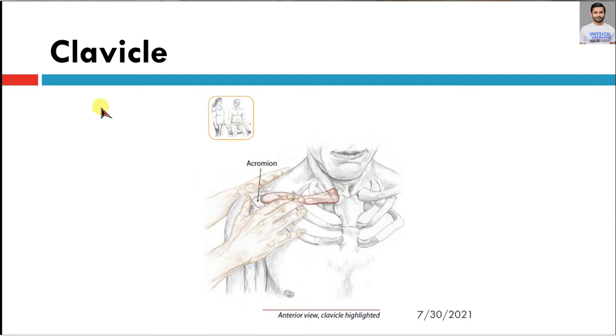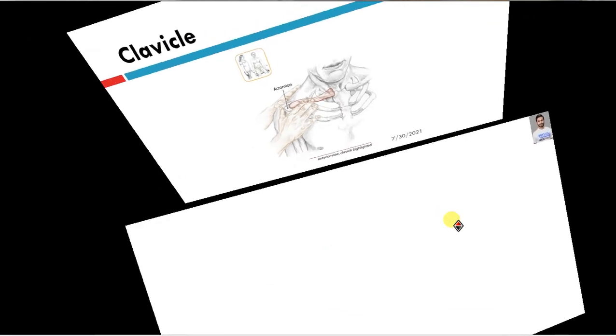The clavicle is really very easy to palpate. Here you can see the sternal end and the acromial end. This part is an attachment site to the sternocleidomastoid, which has sternal fibers as well as clavicular fibers, and over here this part is an attachment site to the muscle of the neck called the platysma. We'll discuss that muscle in the muscles of facial expression, and this under area is the attachment site for some part of the pectoral muscles.